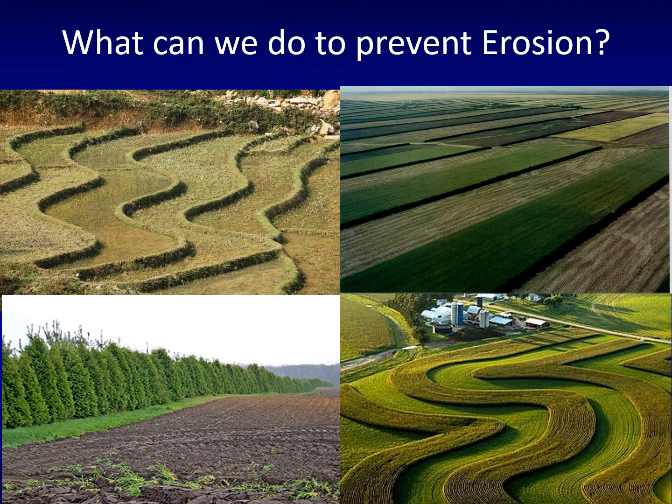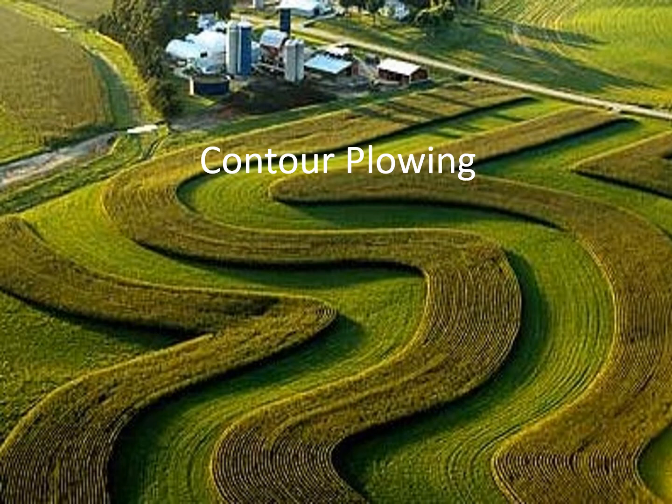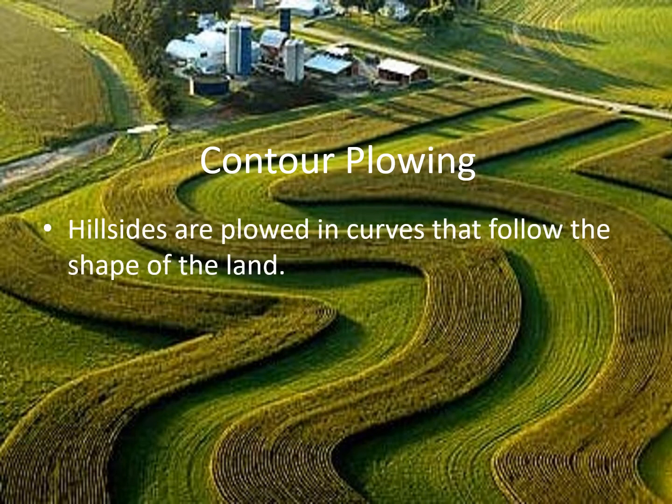So what can we do to prevent erosion? Well, pictured here are some things that we can do to prevent soil erosion. We'll talk about these. First off, contour plowing. Contour plowing is where the hillsides are plowed in curves that follow the shape of the land, and this helps to keep the soil from running down the sides of hill slopes.